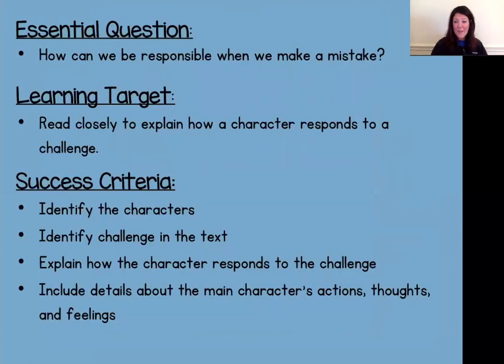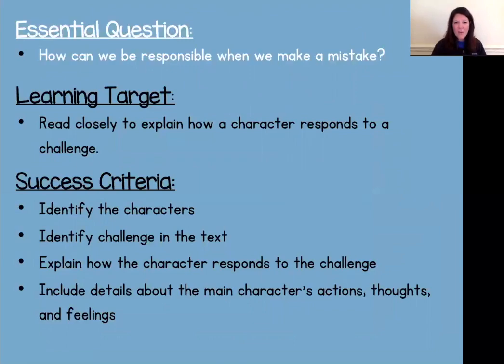All right, let's talk about what we're going to do in reading today. Our essential question is, how can we be responsible when we make a mistake? This essential question is awesome because everybody makes mistakes. So when we get a chance to talk about this question and come up with some ideas, the ideas are going to be things that we can use in our own lives. So things that we can do to be responsible when we make mistakes.